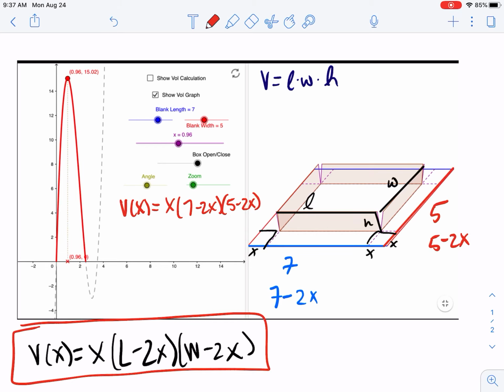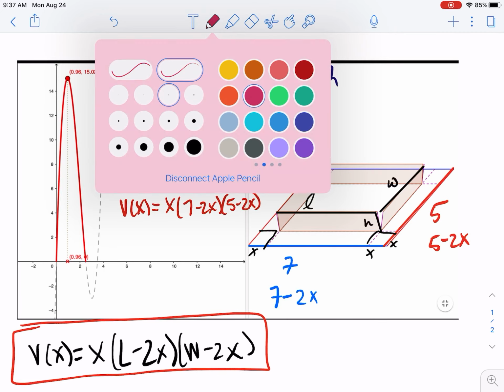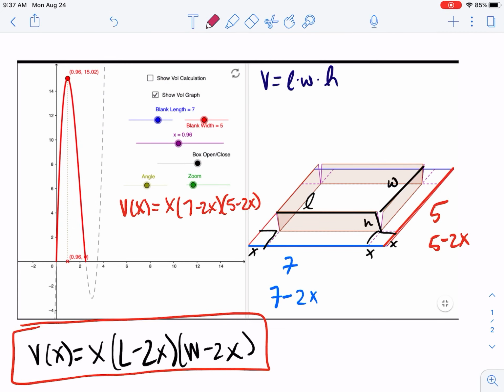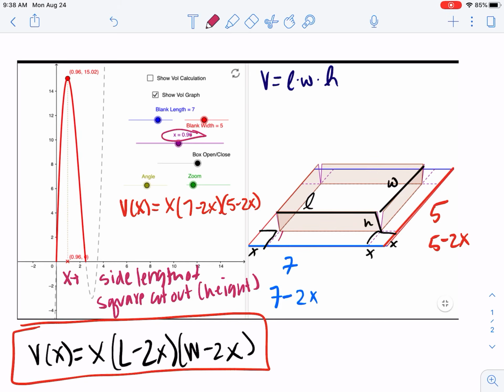So I wanted to show you how we did that. We also talked about making sure we understand our axes. For this problem, x represented the side length we were cutting out. So the x-axis would be the side length of the square cut out, which also ends up being the height of your box. And then our y-axis is actually the volume. That's really important because that's what we're trying to find.